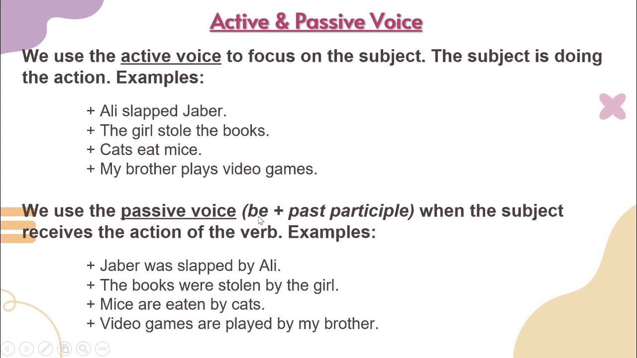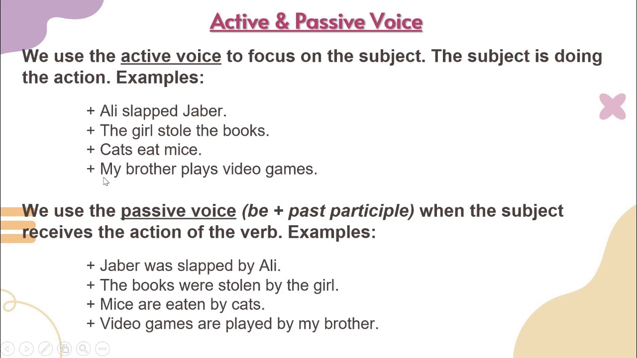So mice, not now was or were, now we use are. Why? Because the verb initially is in the present tense. So mice are eaten. The past participle of eat is eaten. We have eat, ate, and then eaten. Okay? So mice are eaten by cats.